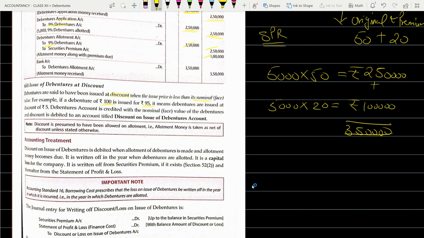Debentures account is credited with the nominal face value, and the discount is debited to an account titled as discount on issue of debenture account. Okay, so you will be opening an account in the name of discount on issue of debenture account. This is a new account, you will be opening it. So the account to be opened is discount on issue of debentures.